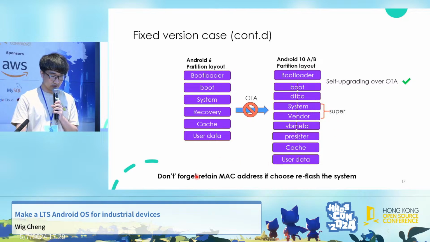And don't forget, if you choose the refresh-the-system way, you need to retain the MAC address, because sometimes the MAC address is stored maybe in the system partition. And you have to take it out, refresh the system and install Android 10, and restore the MAC address to the system partition or vendor partition.